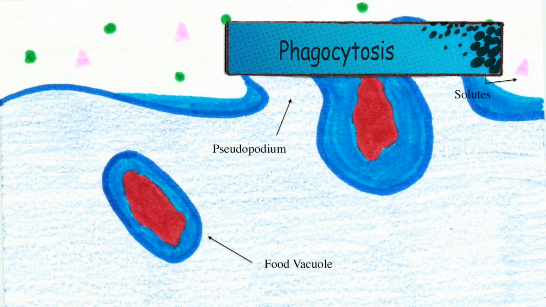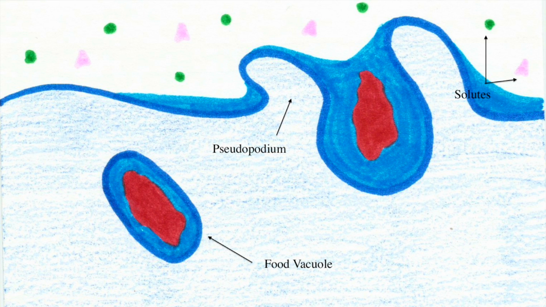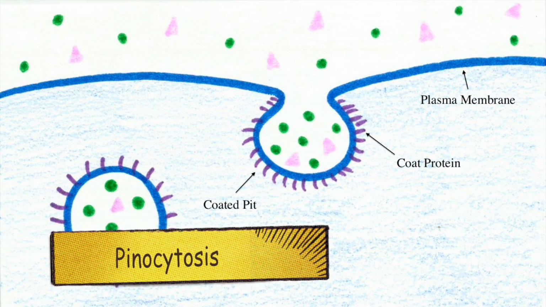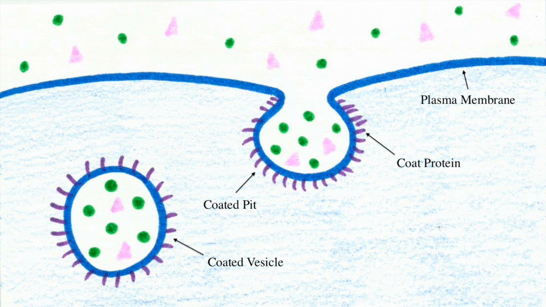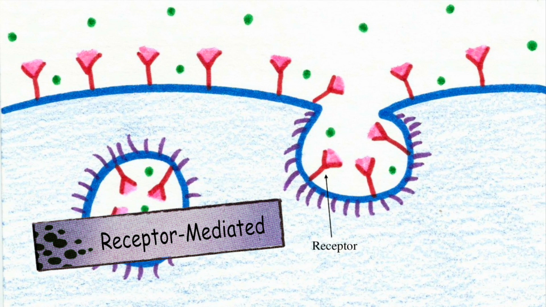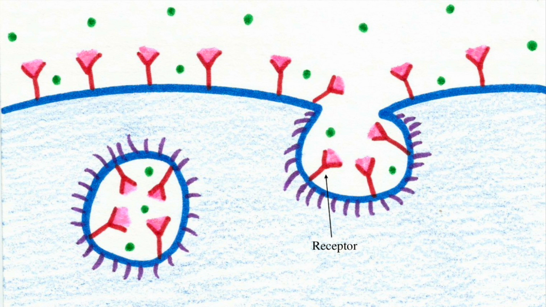In phagocytosis, or cell eating, the cell envelops a particle by wrapping pseudopodia around it and forming a food vacuole. In pinocytosis, or cell drinking, the cell continuously gulps droplets of extracellular fluid into tiny vesicles. Receptor-mediated endocytosis is basically a specialized type of pinocytosis that allows the cell to take in very specific particles by having them bind to the protein receptor sites.